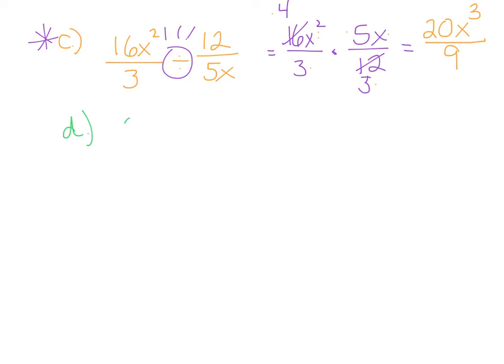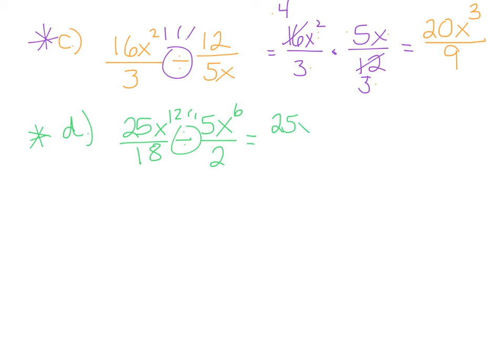Let's look at another. Okay, so 25 x to the 12th. Whoa, big time. Over 18. Divided by 5 x to the 6th over 2. All right. So again, flashy, flashy. Division sign. So star it, then flip. So now we have 25x to the 12th over 18 times, don't flip both, just the second one, 2 over 5x to the 6th.